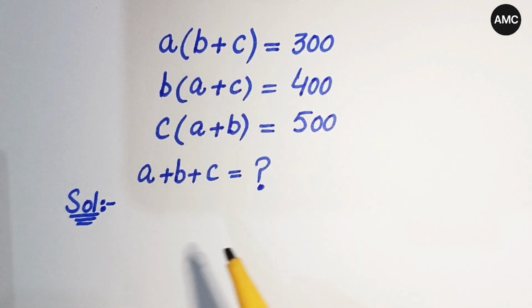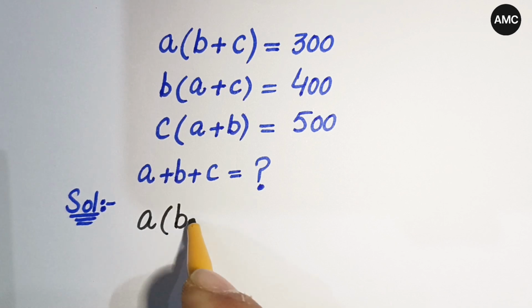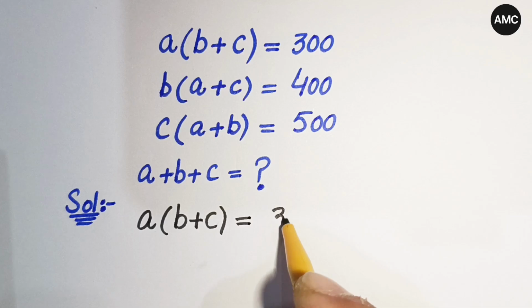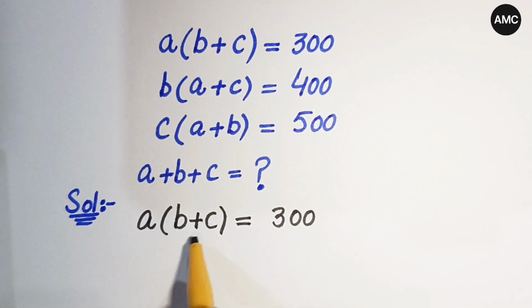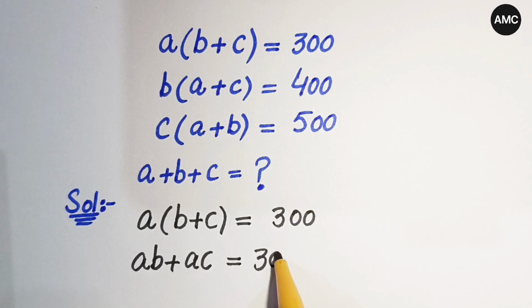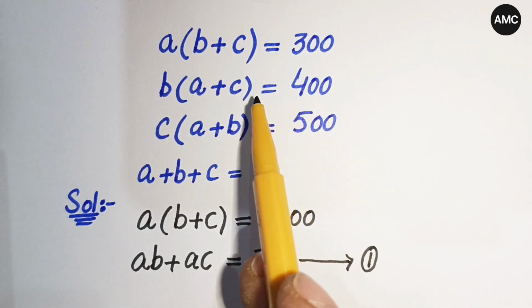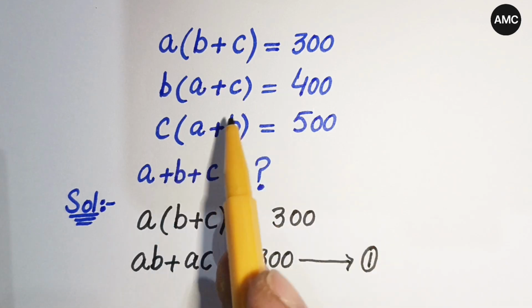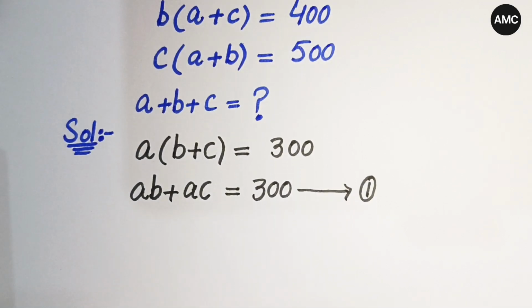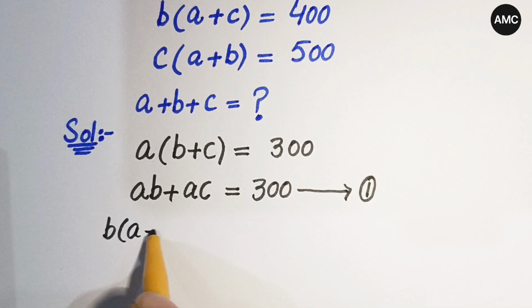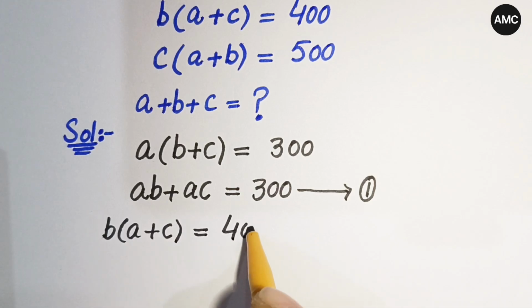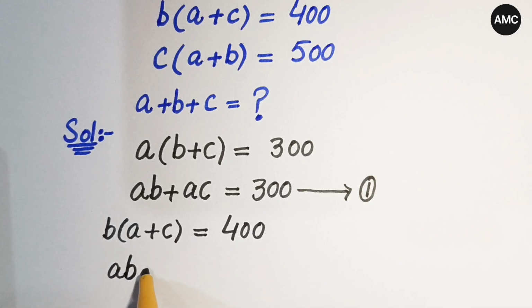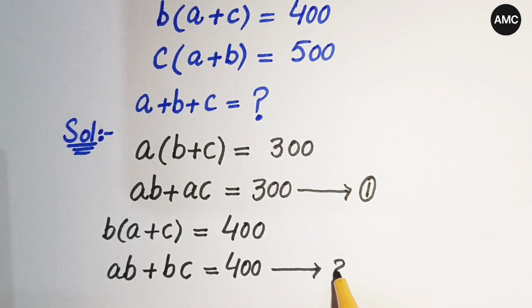First of all, we can write this equation, a times (b plus c) is equal to 300. Multiplying this a into the parentheses, we get a times b plus a times c is equal to 300. Let us consider it our equation number 1. Similarly, we write equation 2: b times (a plus c) is equal to 400. Now b times a is ab plus b times c is bc is equal to 400. It is our equation number 2.